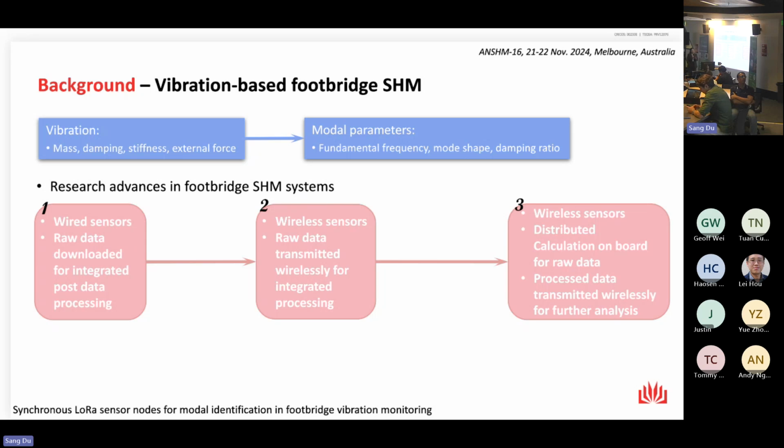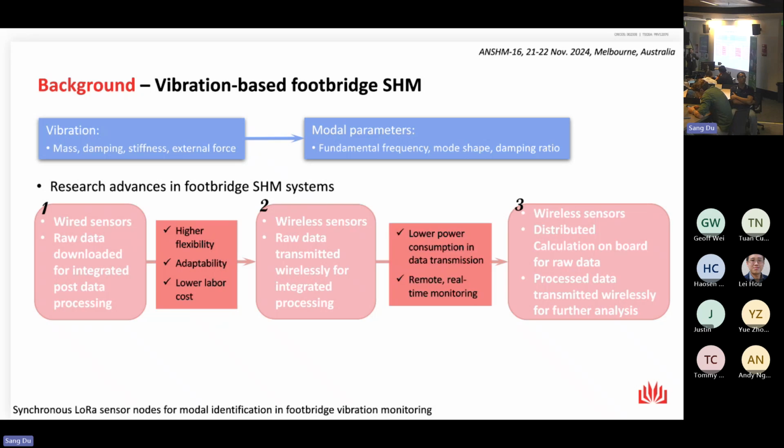So in this way, when we look at the development of footbridge SHM systems, we could find that with the development of wireless smart sensors, and also long range and low power transmission techniques, and also edge computing, there is a development trend in footbridge SHM to make the whole system low cost. Here we can see wireless sensor nodes increase the flexibility and adaptability in a whole system and definitely reduce the labor cost.